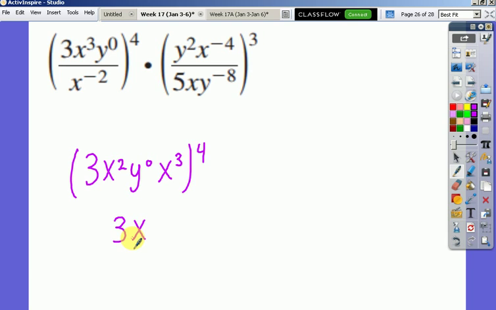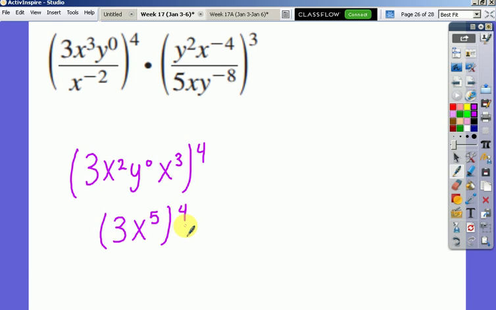Three x to the what? 3. So we're not going to take care of the 4 yet. We're just looking at the parentheses without the 4. So we have 3x to the 5th. Okay, and then we have the y to the 0, which is just 1, so we're not going to have a y out there. But we still have that 4th power.